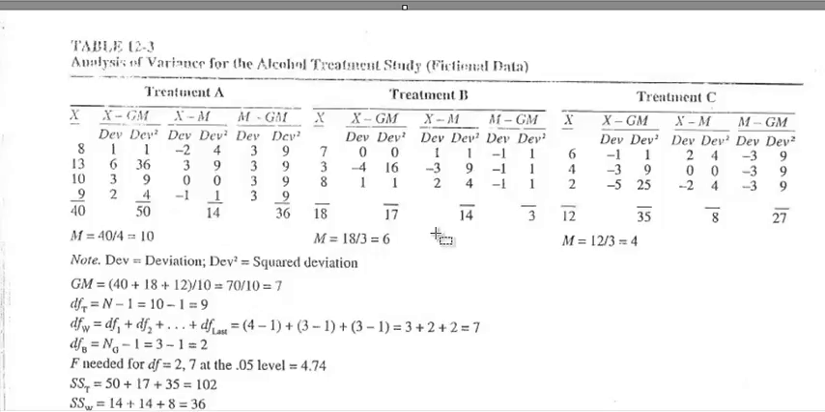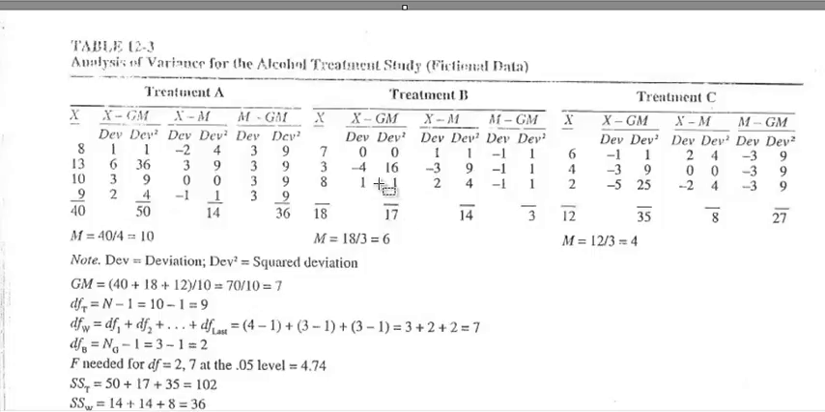We go over to treatment B and we do the exact same thing. The group mean in this case is 6. So for subject 1, we're going to subtract 6 from their score of 7, and we're going to get a deviation of 1. For the second subject, we're going to subtract the mean of 6 from their score of 3, and we find out that that person was 3 units below the group mean. For the third subject, they scored an 8.